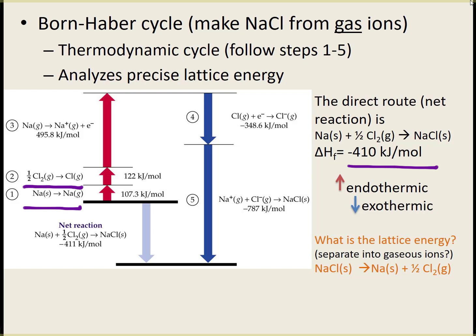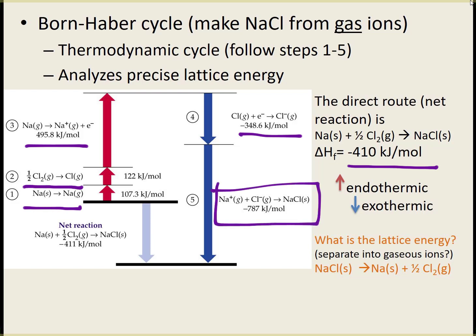And then we take and remove an electron from the sodium. So that's our third step. Our fourth step is that the electron is given to the chlorine atom, and so we make a chloride ion, a gaseous chloride ion. So now that we have a gaseous sodium ion and a gaseous chloride ion, then we can put them together and we get this reaction right here.